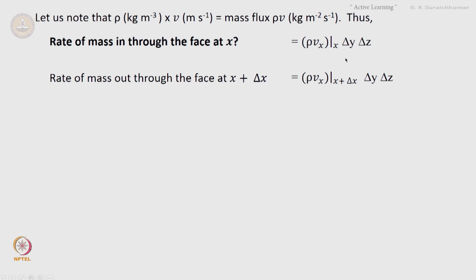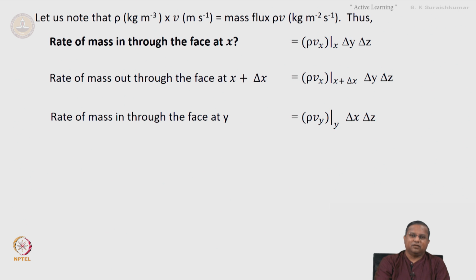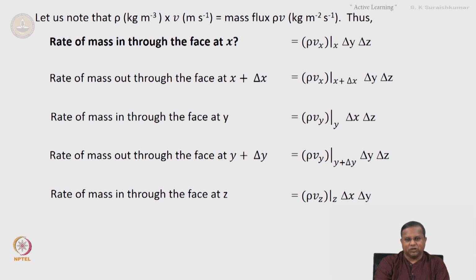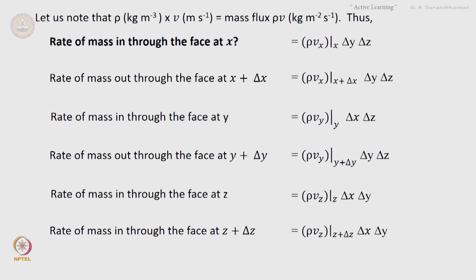Once we have given them this, then students are able to relate to what we need for this derivation. Then pose the question: can you tell me what the rate of mass in through the face at y is? Y is this direction. Then they would work it out. Many would get it, some might need help, and then after waiting for some time write this out on the board. Rho Vy at y, and the relevant face area is delta x delta z, and we can play this game till we finish up all these terms. So the rate of mass in and the rate of mass out through the various relevant faces are given.